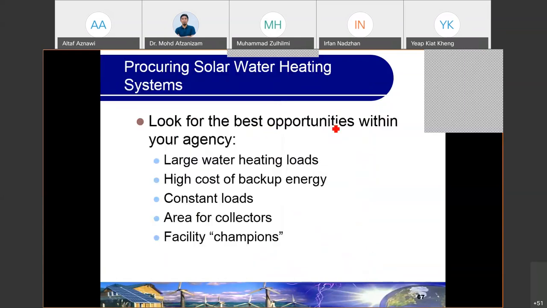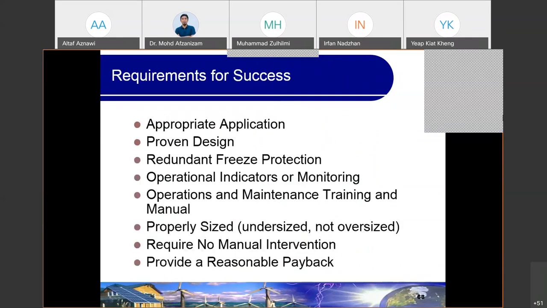Looking at solar heating, anyone look for the best opportunity with urgency, large water load, high cost, constant load, area of collector, facility check. Facility check means that everything is in order. Required for success, I think this one is very straightforward: appropriate application. So you need to know what purpose you want the solar thermal collector for: low thermal, medium thermal, or high thermal. And then try to calculate based on convincing data. Perhaps your company or organization needs an appropriate kilogram of hot water, so that with that information, you can have your own design properly.